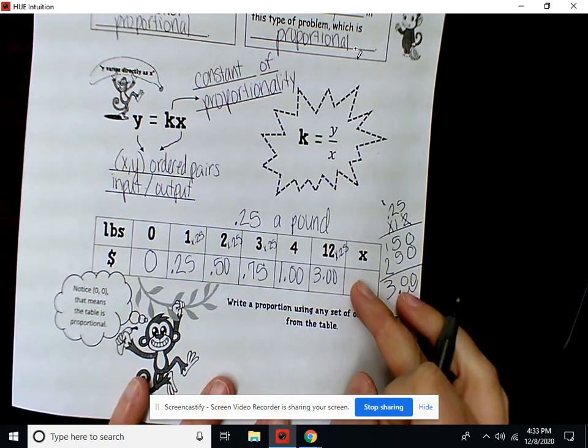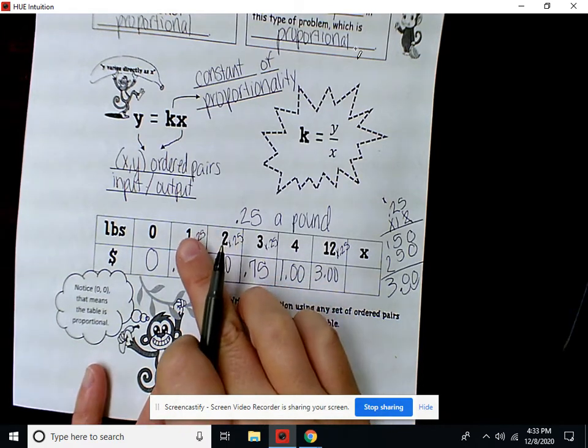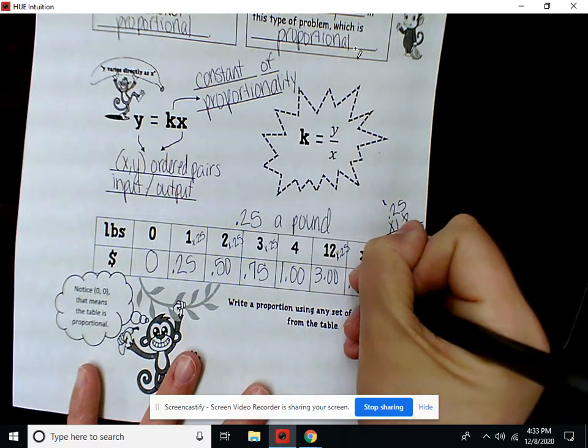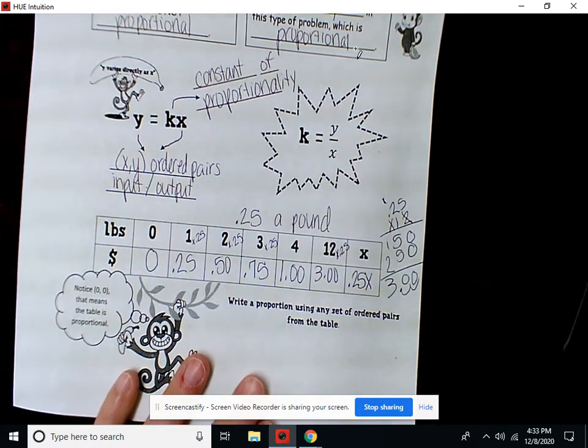So the x is where we're going to write our equation. So what we did is we took 25 cents and times it by each one of these. So what we're doing is we're doing 0.25 times x.